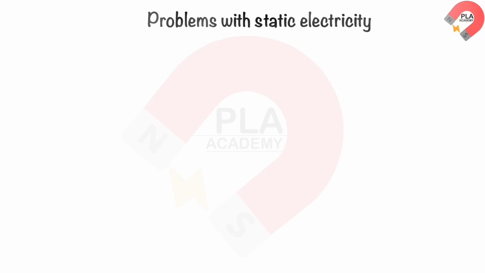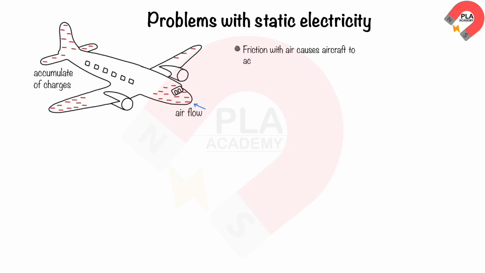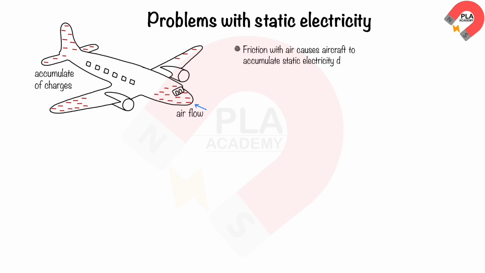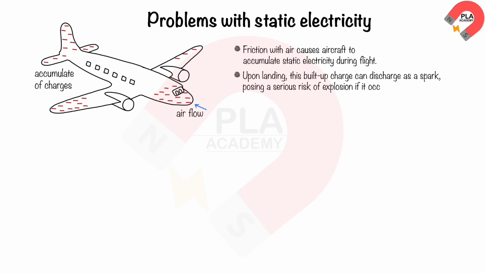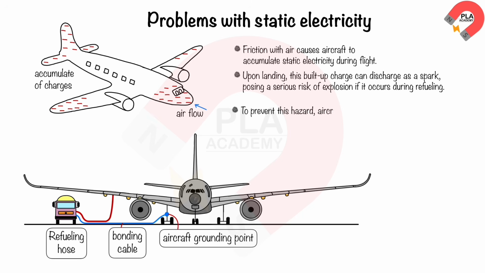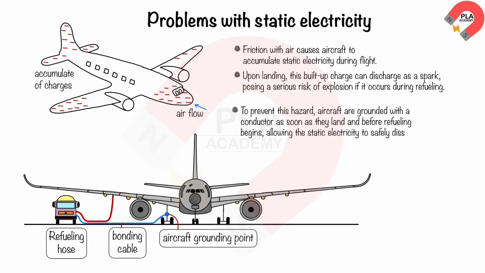Problems with static electricity. Friction with air causes aircraft to accumulate static electricity during flight. Upon landing, this built-up charge can discharge as a spark, posing a serious risk of explosion if it occurs during refueling. To prevent this hazard, aircraft are grounded with a conductor as soon as they land and before refueling begins, allowing the static electricity to safely dissipate.